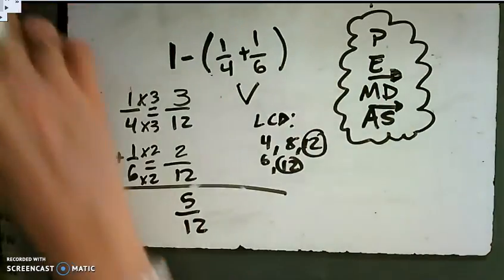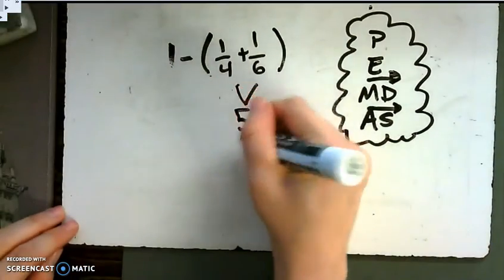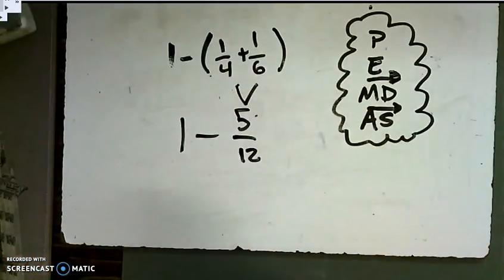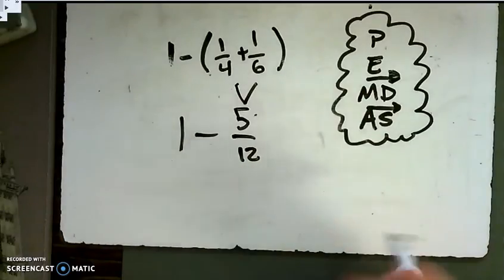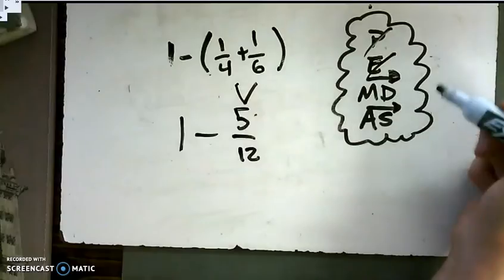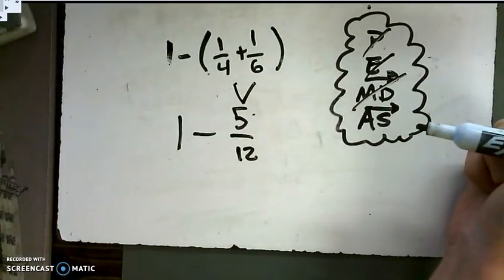So I'm going to put my caret here. Get rid of this work because I'm running out of room. Put in 5/12. Bring everything else down. 1 minus, and I don't need those parentheses because I've already solved it out. So no more parentheses. Moving on to exponents, but we don't have any exponents. Moving on to multiplication and division, none of that, but we do have subtraction. So we're going to do 1 minus 5/12.